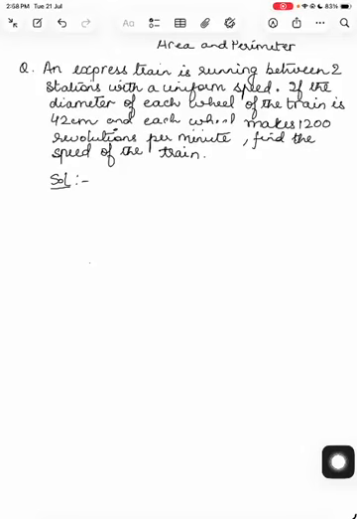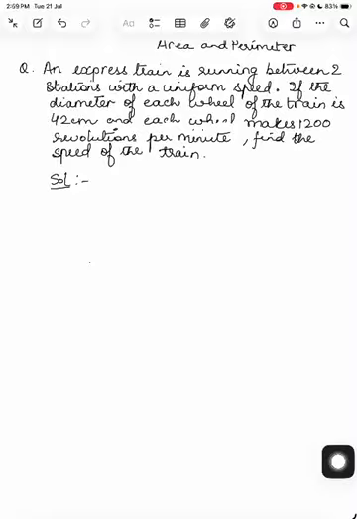Hi, we are doing area and perimeter. The question is, an express train is running between two stations with a uniform speed. If the diameter of each wheel of the train is 42 centimeter and each wheel makes 1200 revolutions per minute, find the speed of the train.